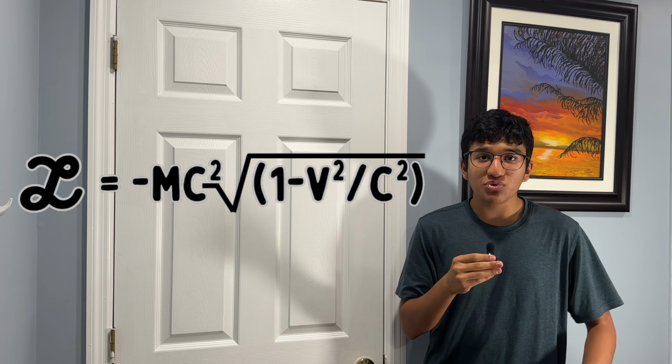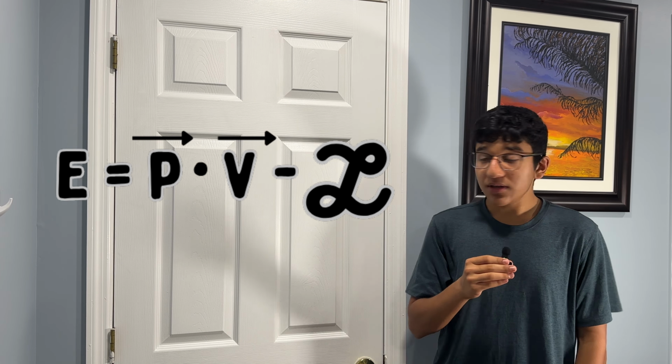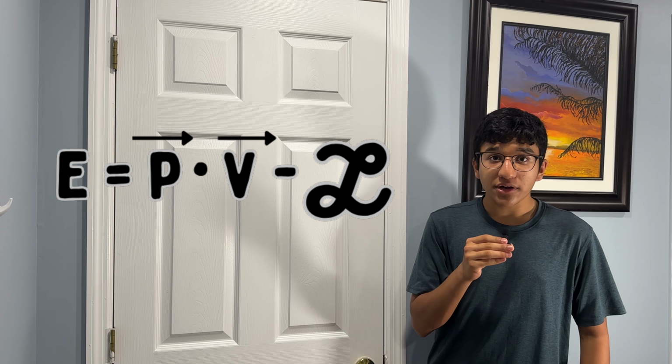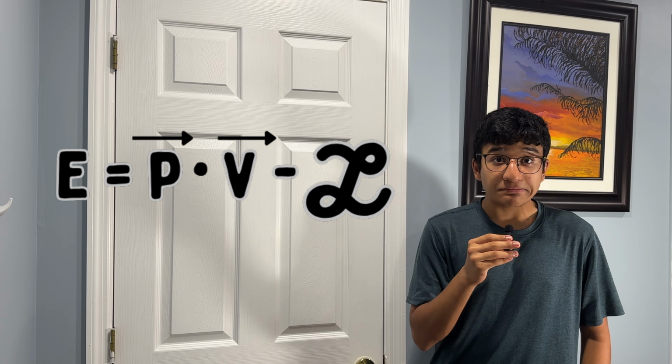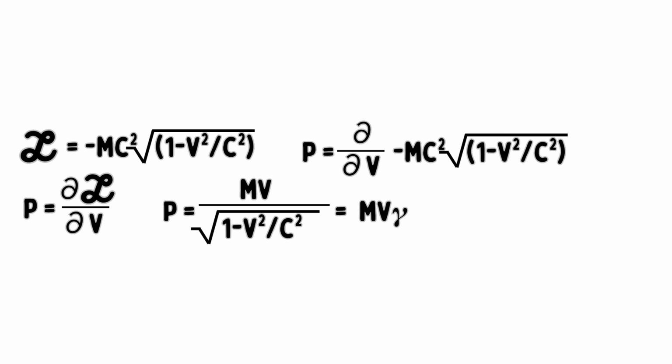Now if we plug in our alpha value into our function, we get this new expression. Now this expression is really important because, plot twist, I didn't tell you about another equation. Energy is equal to a dot product of momentum and velocity minus the Lagrange function. Alright, so starting with momentum, or p, is equal to the partial derivative, which is just this fancy little d, of the Lagrange function with respect to velocity.